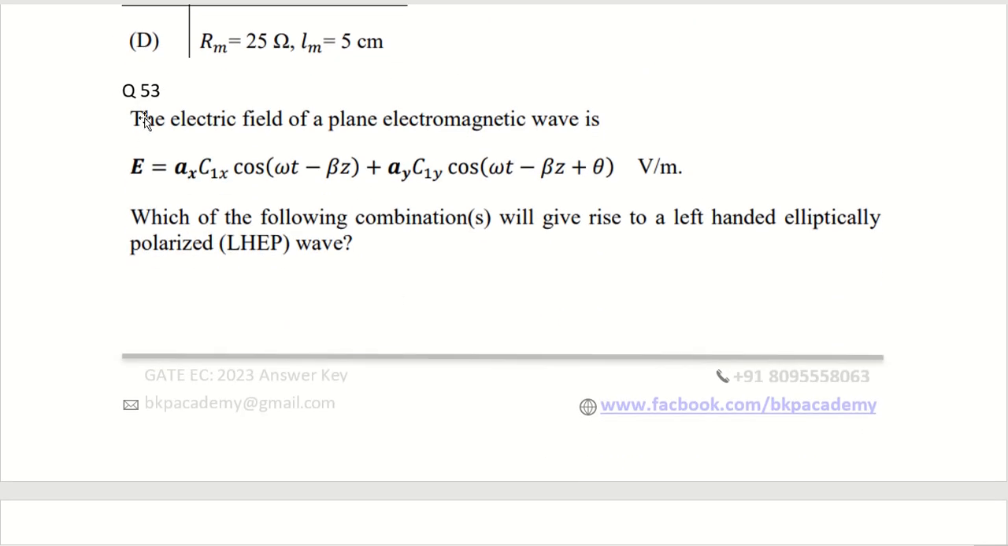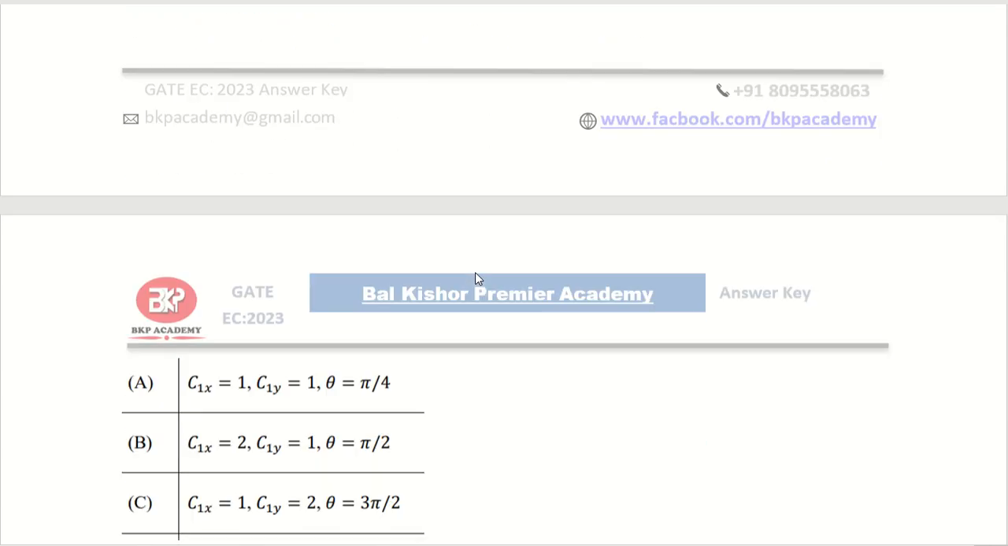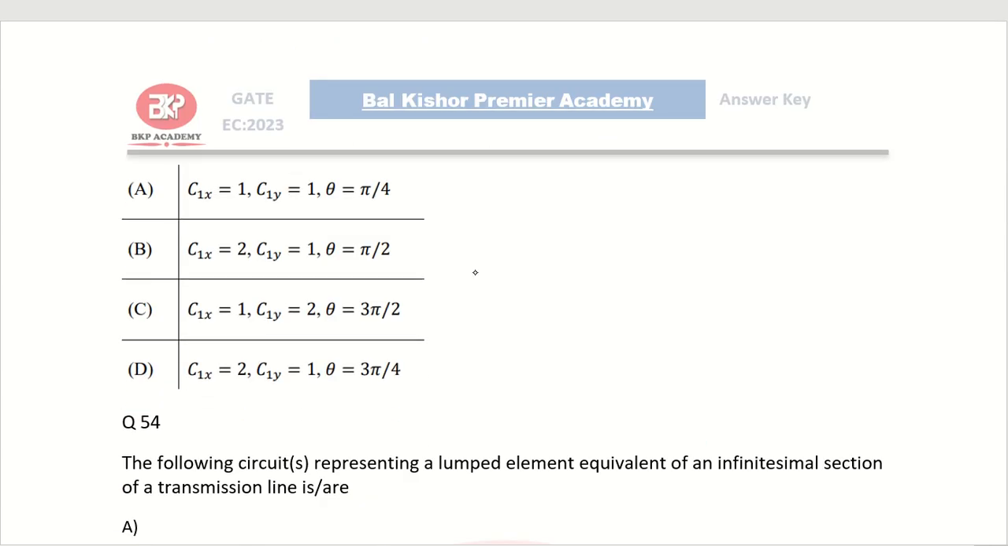Then question number 53, I have taught you how to find out the elliptical polarization and whether it is left handed or right handed. So this is a very simple question. The option that you will get for this 53 is A, B and D. So this is how you can find out.